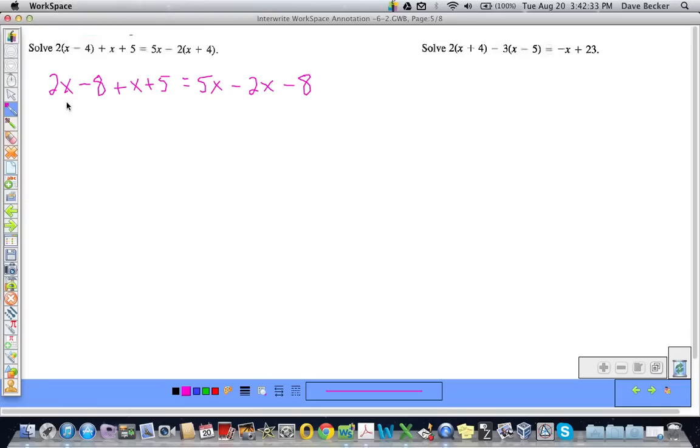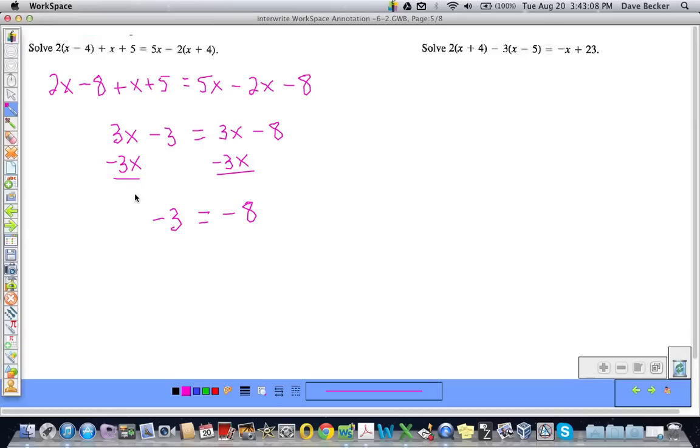So we're going to clean everything up here. Combining like terms, 2x and x is 3x. Negative 8 and 5 is negative 3. 5x minus 2x is 3x minus 8. Then I'm going to get my x's on one side, so I'm going to subtract 3x from both sides. Okay, and so 3x minus 3x is 0, and so I'm left with negative 3. 3x minus 3x is 0, and I'm left with negative 8.